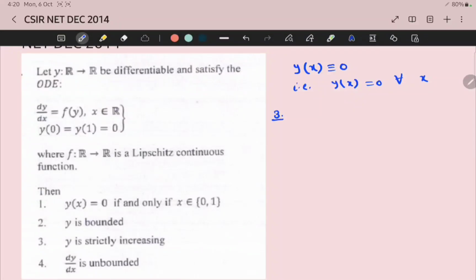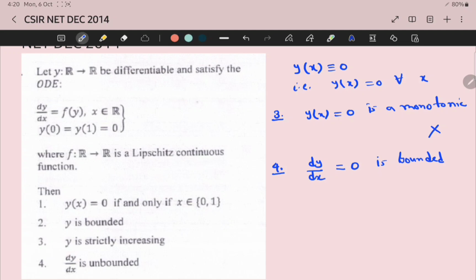Now the third option says that y is strictly increasing, which is incorrect because y(x) equal to 0 is a monotonic increasing function, not a strictly increasing function. Option number 4 is dy over dx is unbounded. Since y(x) is equal to 0 everywhere, its derivative with respect to x is also 0, which is bounded. So the option that dy over dx is unbounded is not correct.